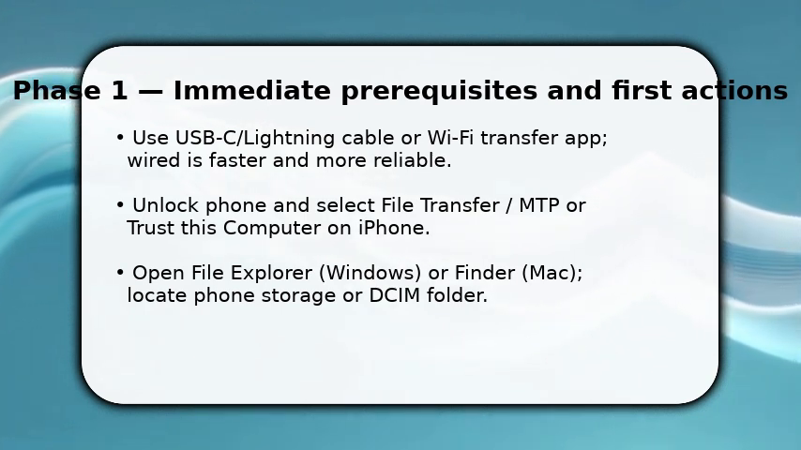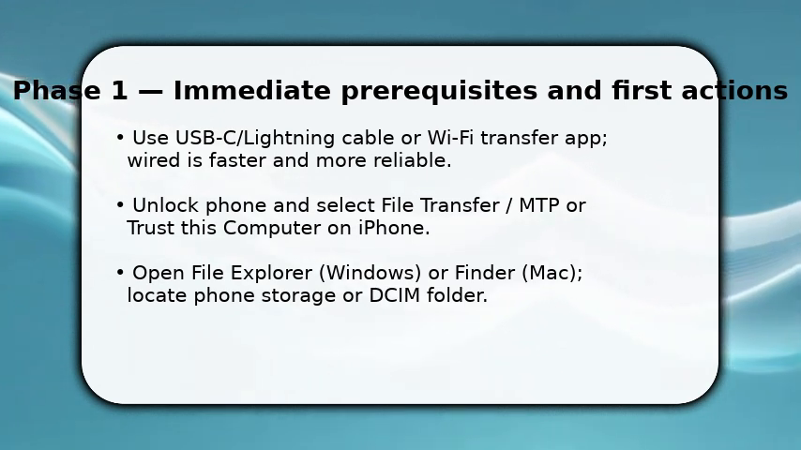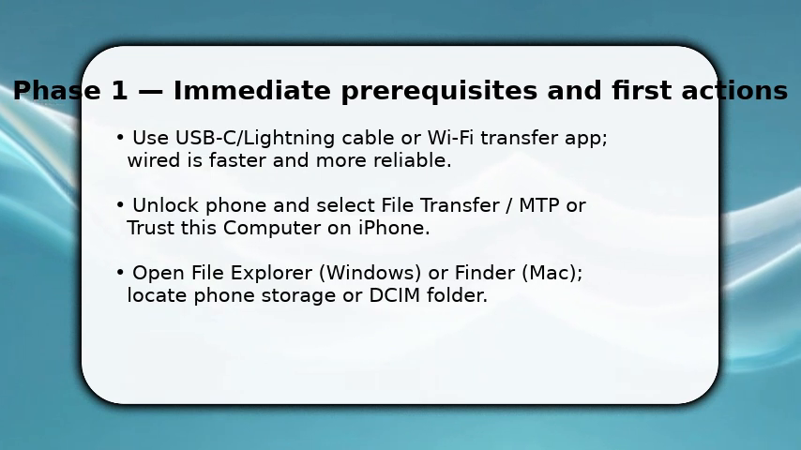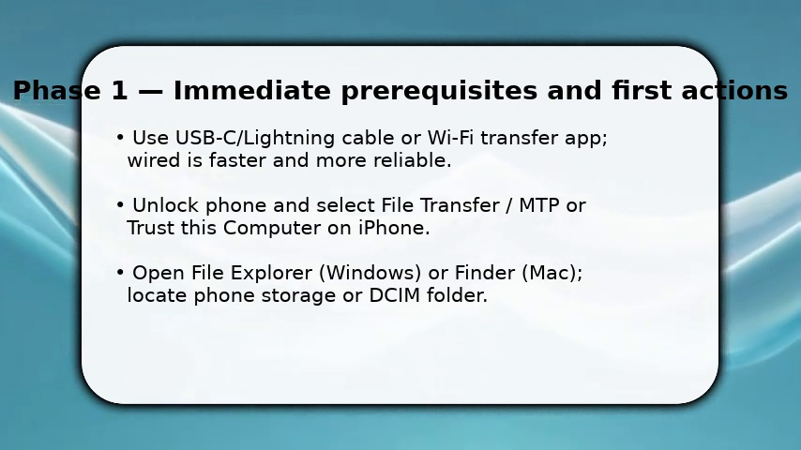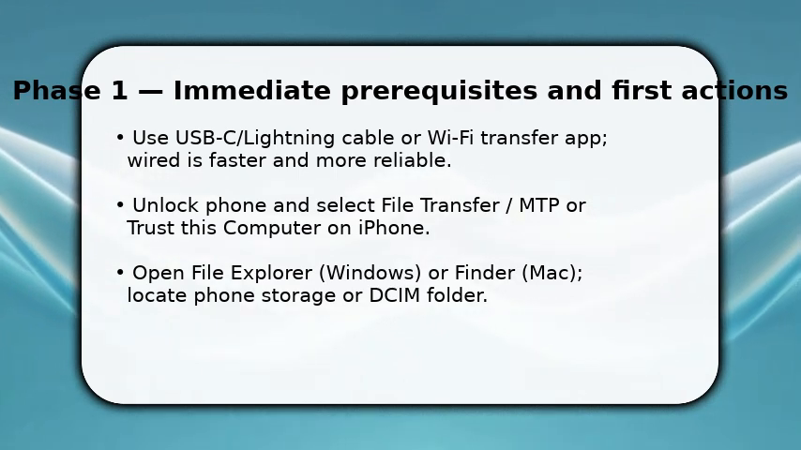On the laptop, open File Explorer or Finder and navigate to your phone's internal storage, usually DCIM or Downloads. Once you see folders, you're ready to pick files. This direct link avoids cloud delays and preserves original file dates and quality for backups.